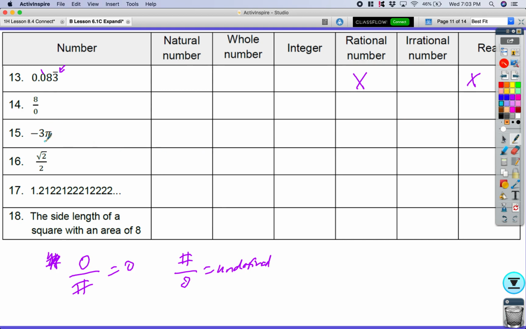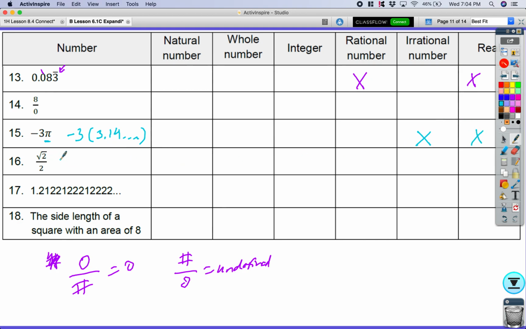All right, now this one's also trying to trick you. I have negative 3 times pi. This is saying negative 3 times a number that goes on forever. Well, when I multiply, it's just going to be a negative number that goes on forever. So it's going to be irrational. But remember, guys, irrational numbers are still real.